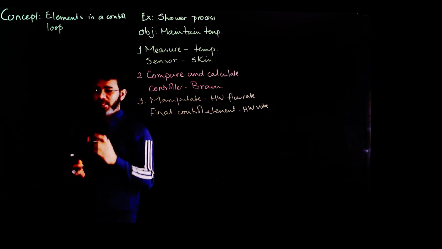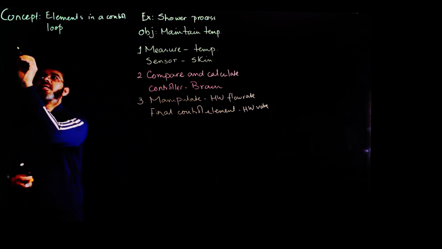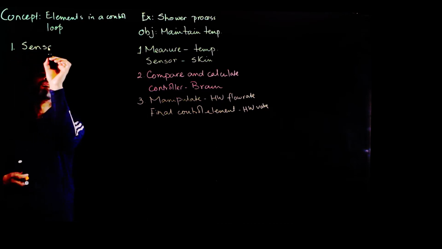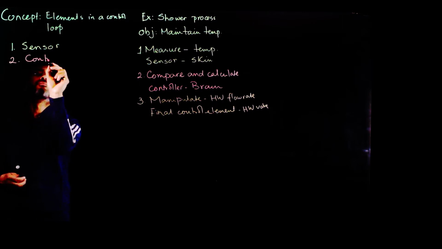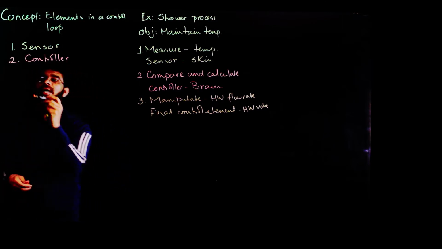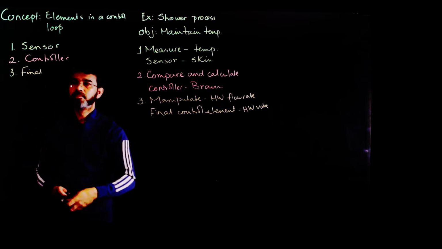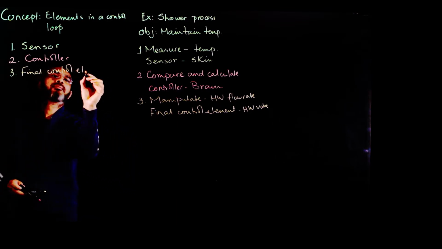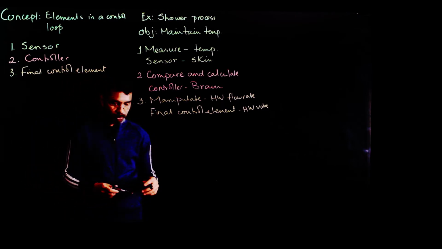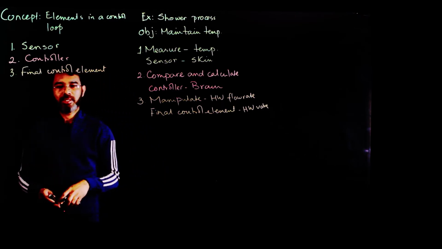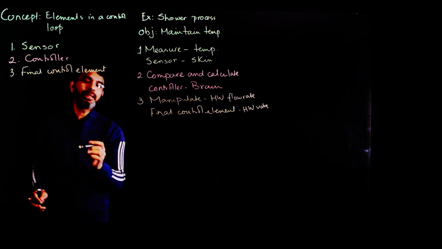So, what are the elements in a control loop? Number 1 is the sensor. Number 2 we have the controller. And number 3 we have the final control element. And all of these are connected to the process. So, we have these 3 elements and all of these elements are connected to the process.